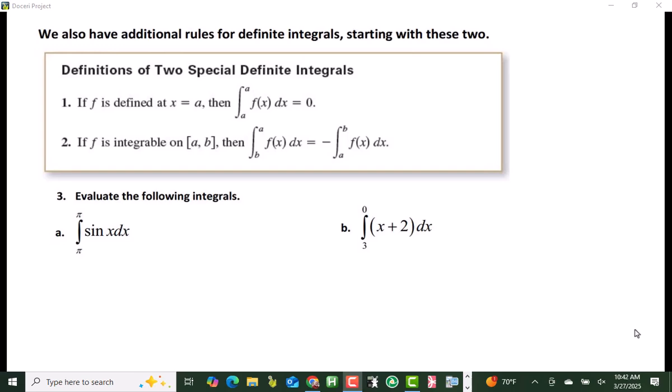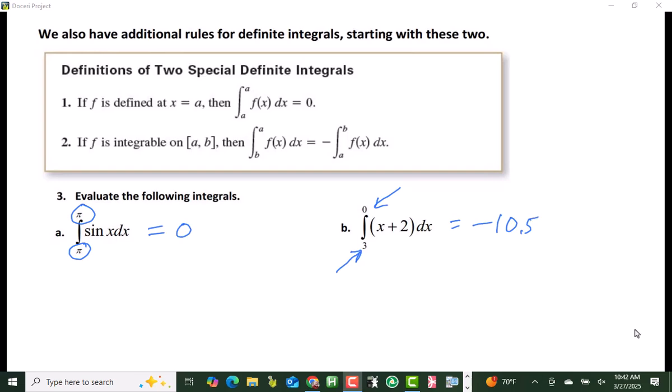Okay, so look at A. Going from pi to pi for sine. 0. Easiest trade there. Mm-hmm. Were they all like that? That would be so nice. Okay, look at the next one. This is going from 3 to 0. Now, we already figured that problem out. It was 10.5. But it'd be minus this time. Yeah.